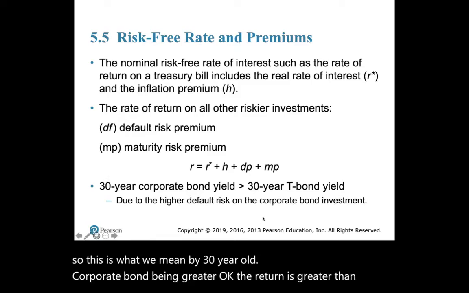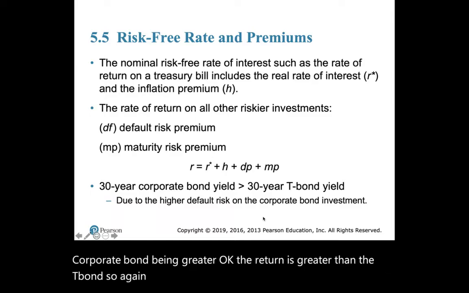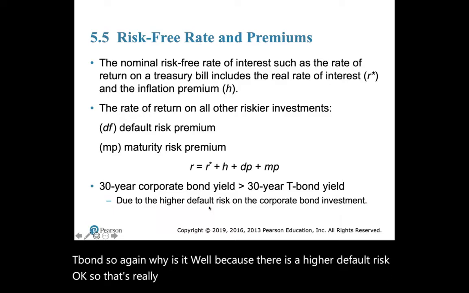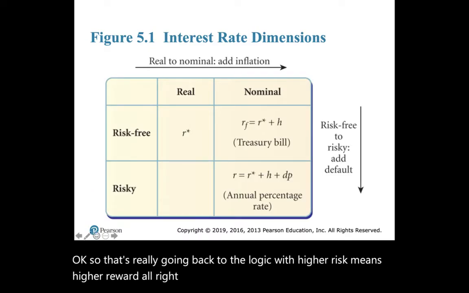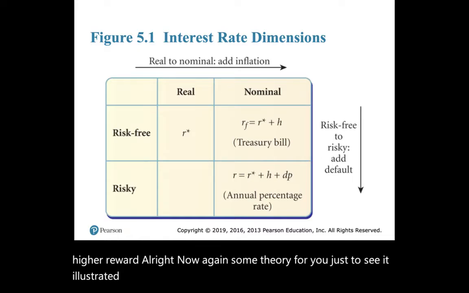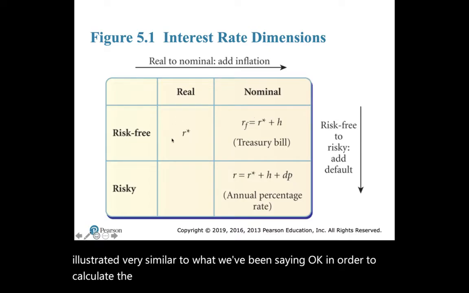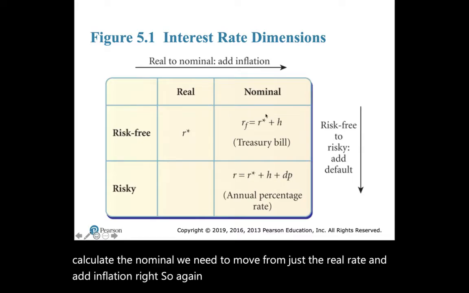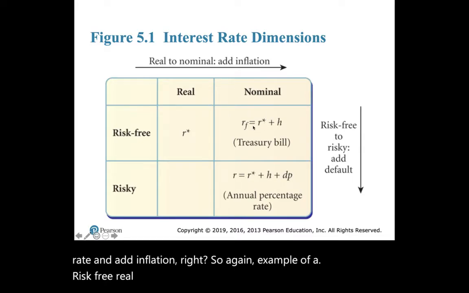So again, why is it? Well, because there's a higher default risk. So that's really going back to the logic of higher risk means higher reward. Now, again, some theory for you just to see it illustrated, very similar to what we've been saying. In order to calculate the nominal rate, we need to move from just the real rate and add inflation. So an example of a risk-free rate would be the real rate plus inflation.